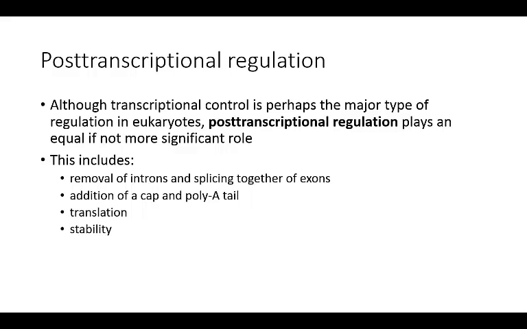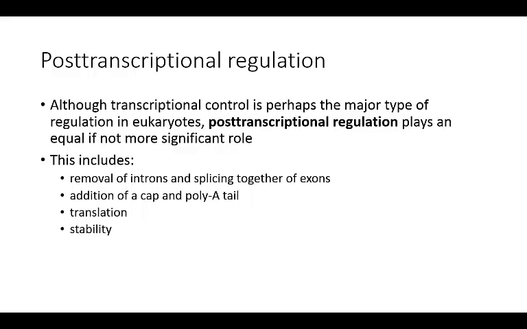Next, we're going to talk about how the cells can regulate gene expression after transcription, and we'll call this post-transcriptional regulation. And although transcriptional control is probably the best studied and possibly the major type of regulation in eukaryotes, post-transcriptional regulation also plays a very important role, and it's just now being understood just how important that role is. So when we're talking about post-transcriptional regulation, we're talking about things like processing of the mRNA.